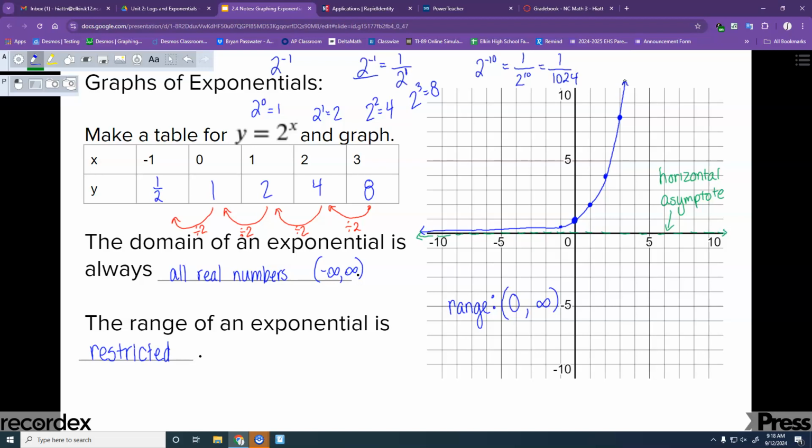Because the lowest you will ever go here is 0, but you won't get there, so you want to use a parentheses. The highest you'll ever go, this just goes up, up, up forever, so it's infinity. Okay? So this is what a graph of an exponential looks like if it has not been transformed any, if it's not been moved up, down, left, right, flipped over. We're going to see some of that tomorrow when we look at transformations.